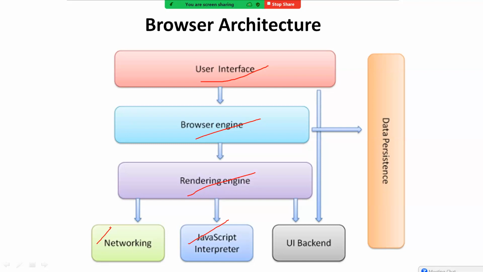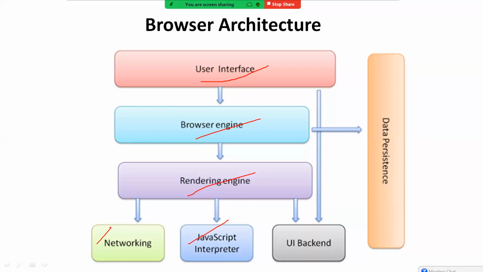Suppose you are using a browser and entering a user ID and password. Your browser asks, do you want me to remember this? When you say yes, next time it will remind you of that user ID and password. Now the question is where it kept it. Where is it keeping all this information? That is actually kept in data persistence. Usually data persistence refers to local storage, session storage, cookies and all. This is the basic browser architecture.